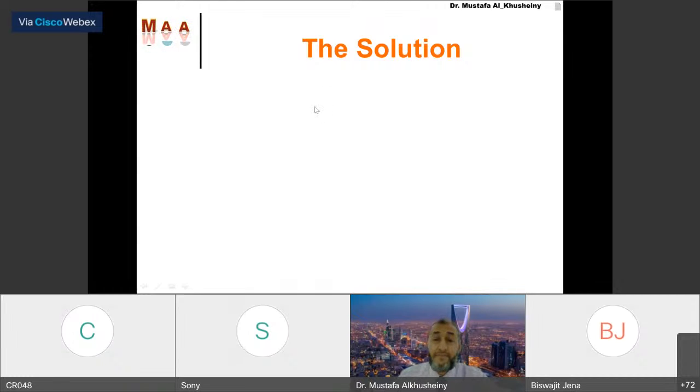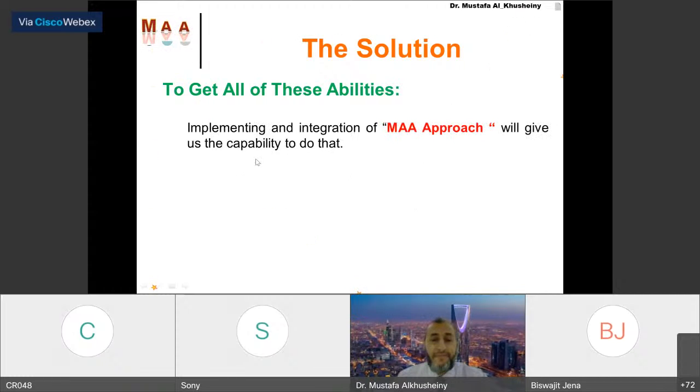So in order to achieve all of these abilities and overcome this challenge, we have a solution. By using my approach and integrating it with our organization and our services, we can get all the abilities which we mentioned.